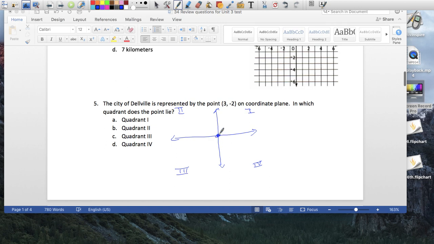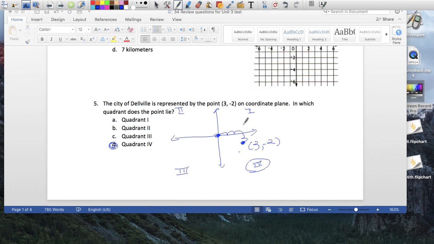3 means positive, so I go 1, 2, 3. And then I have to decide if I go up or down. The second number is negative 2, so I'm going to go down 1, 2. So there is my estimated location of the point (3, -2). And then what quadrant is it in? Quadrant 4. And that would have been my answer.